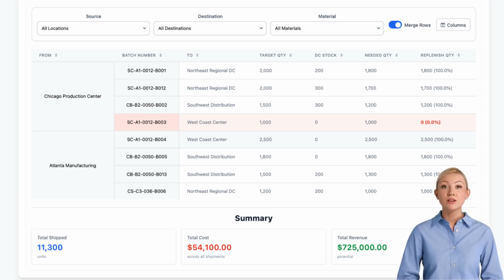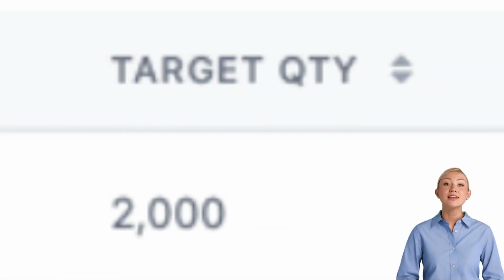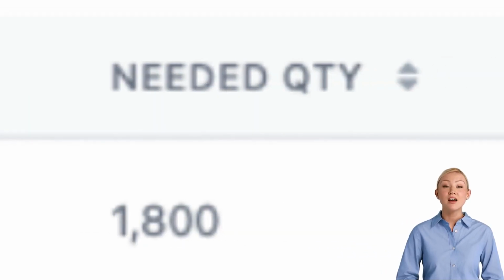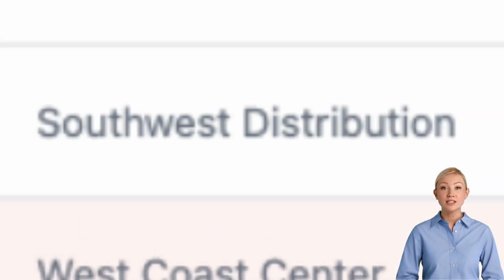For example, looking at Northeast Regional DC, you see a target quantity of 2,000 and distribution center stock of only 200, creating a needed quantity of 1,800. But here's what's not obvious. The distribution center stock of 200 is the adjusted amount after our system automatically deducted expired inventory from the original stock levels.